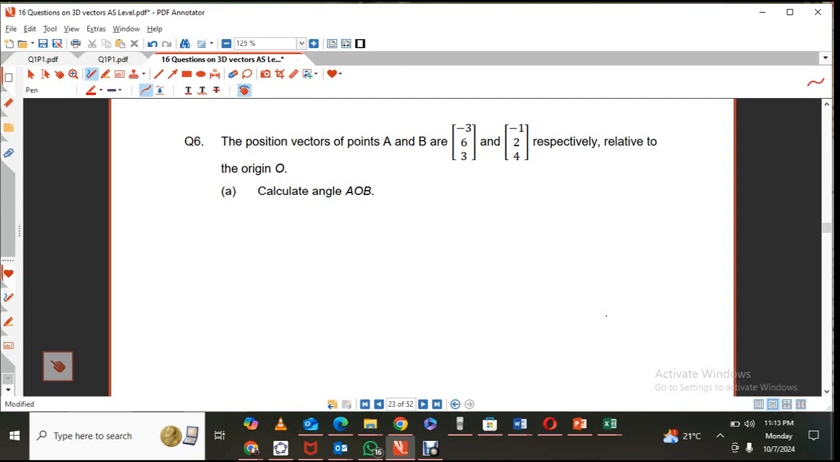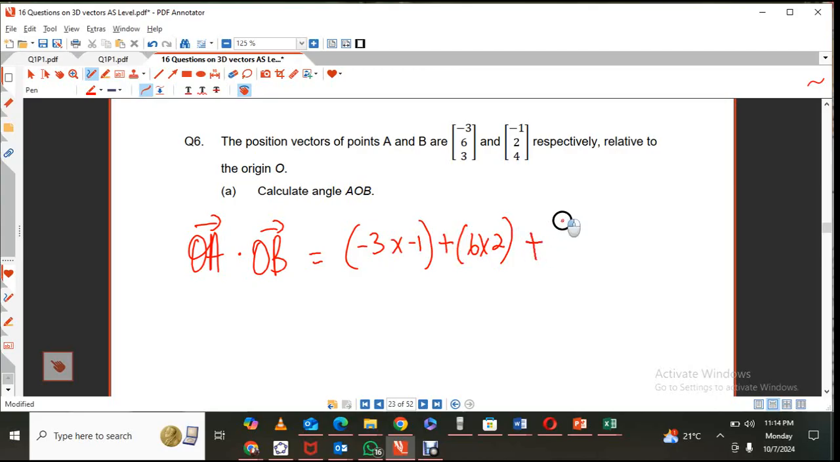The position vectors of A and B are given to you relative to the origin, so you have to calculate the angle between them. Again, by now you should know the drill. Okay, the magnitude of OA. We're going to find the dot product of OA dot OB. That's negative 3 times negative 1 plus 6 times 2 plus 3 times 4. So that's 3 plus 12 plus 12, which gives you 27.